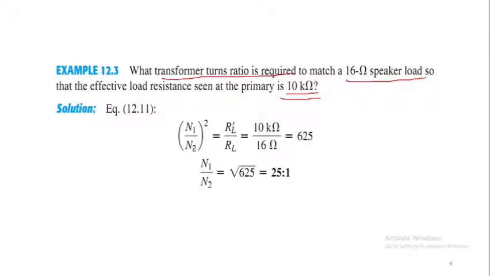So N1 by N2 whole square, or A whole square, is equal to RL prime over RL. RL prime is given as 10 kilo ohm, RL given as 16 ohm. So this is actually 625, the square of the turn ratio. And if we want to find only the turn ratio, we take the square root of 625, so that will become 25. So the ratio is 25:1.